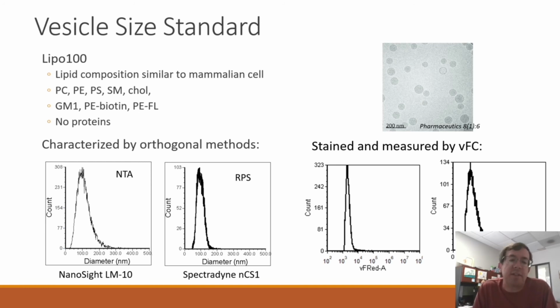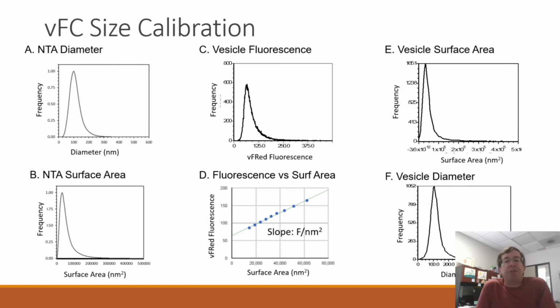We can take this liposome preparation and characterize it by orthogonal methods such as NTA and RPS. And then we can stain and measure those vesicles by flow cytometry. And the way we use that to estimate the size of our vesicles from their fluorescence is we take the fact that we know what the size distribution of the liposome is because we measured it by one of these orthogonal methods. If we know the diameter, we can calculate the surface area.